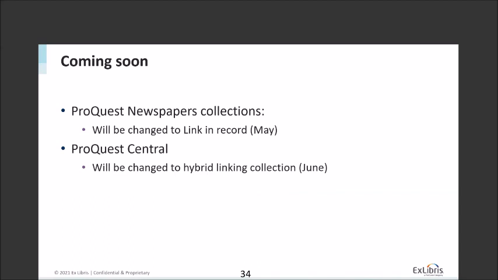The second thing that we do is we're focusing on the ProQuest Central collection, which we know is a very big collection. It has, as I said, many content types in it. And here also we are changing it to a hybrid linking collection. We are releasing it in June. Currently, we have the citations and the newspaper content without identifiers as content types that will work with link in record. But we are now analyzing which other content types will be good to work with link in record, and this change is planned for June.